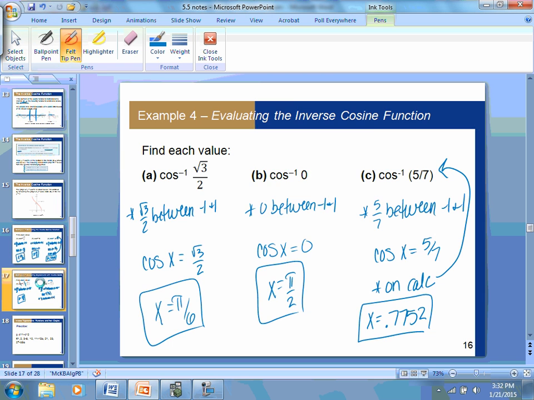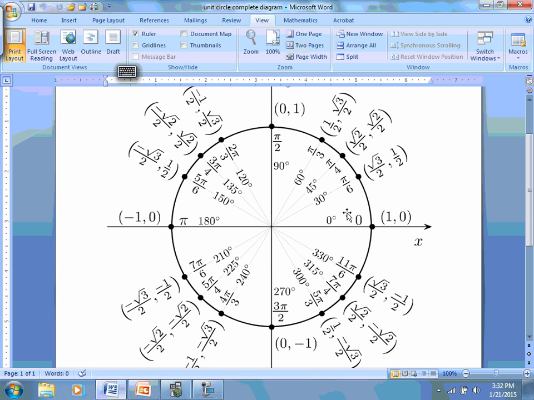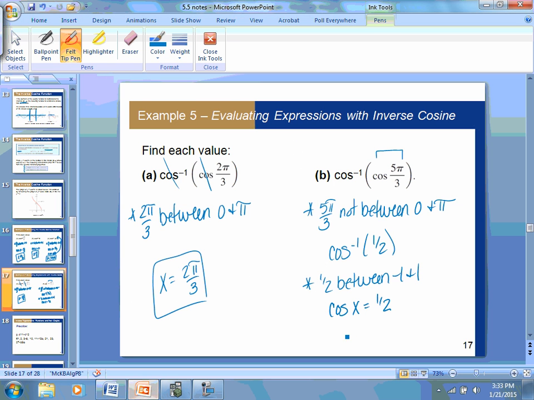So once I rewrite it, now it's kind of like the examples that I just did before. Okay? So if you can't cancel stuff, then you just evaluate what's in the parentheses, and then you evaluate it like we've been doing our other examples. So 1/2 is between -1 and 1. So I'm going to rewrite this. Cosine of something is 1/2. Now again, I have to stay between 0 and pi on my unit circle. So I need the radian value that has a cosine of 1/2. Okay, so here's my positive cosine values. 1/2 is pi over 3. So x is pi over 3.